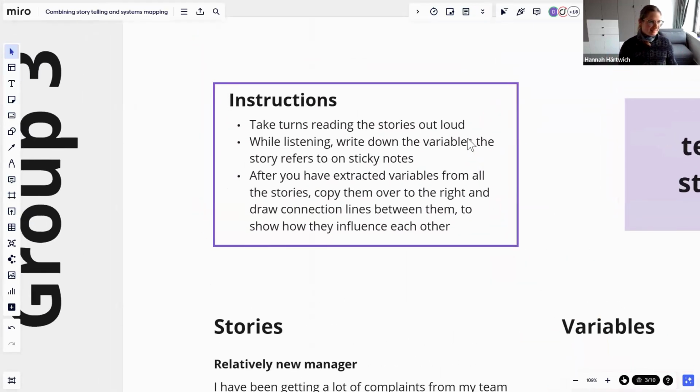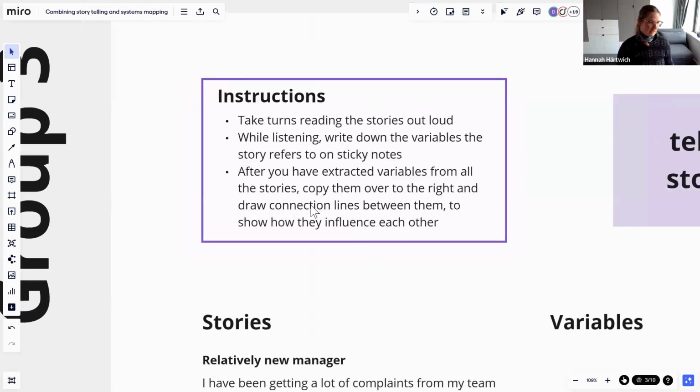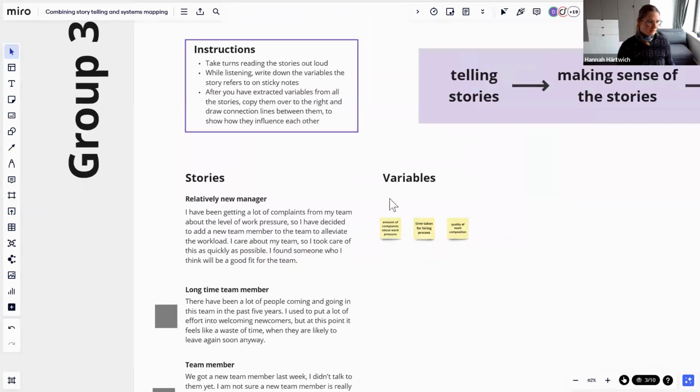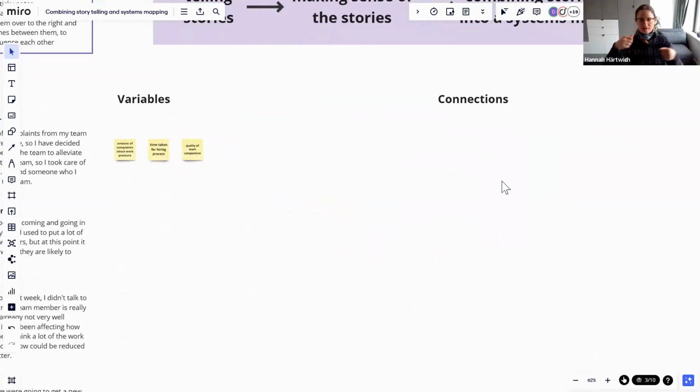The assignment for you is, when you find yourself in the breakout rooms, to first take turns reading these stories out loud. While you are listening, on sticky notes, write down what variables are being referred to in these stories. And then after you have extracted the variables from all of these stories, you can write them down here, then you can copy them over into this space and start looking at how all of these variables are connected to each other. How do things influence each other?